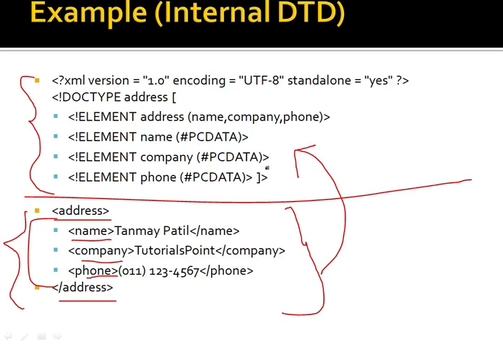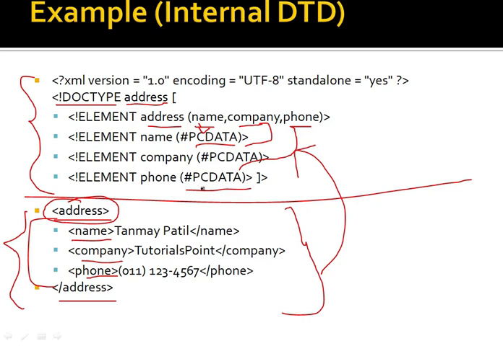Let us take it. The DTD should begin with the doctype followed by the root element. What is the root element? Address is the root element. Then address will have the children elements like this: name, company, phone number. So what is the rule? Name is parsed data, company is parsed data, phone number is parsed data. Parsed data means it is parsed by the parser.